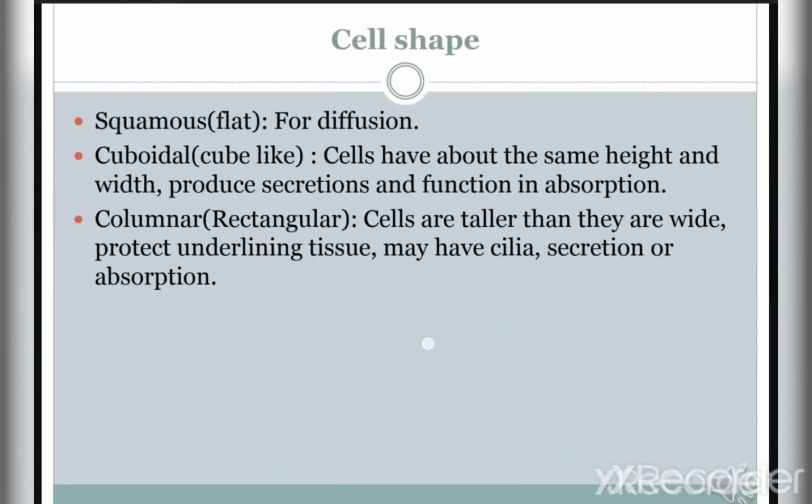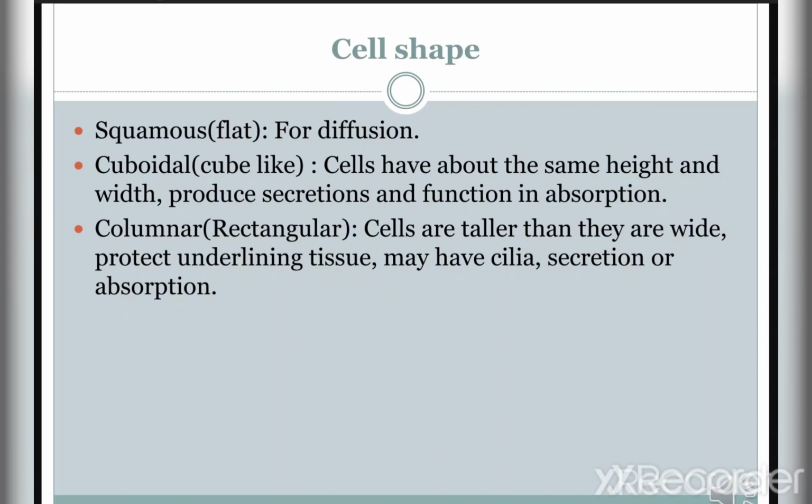To recognize the type of the epithelium, the shape of the cell and its location matter. You can examine it under the microscope and decide whether this type of epithelium is simple or stratified, depending on the shape of the nuclei of the cell itself. If the cell is squamous, flat, the function differs. Why is it flat? Because it facilitates diffusion.